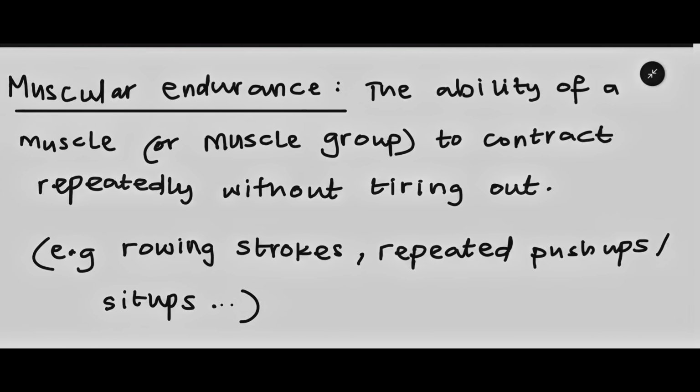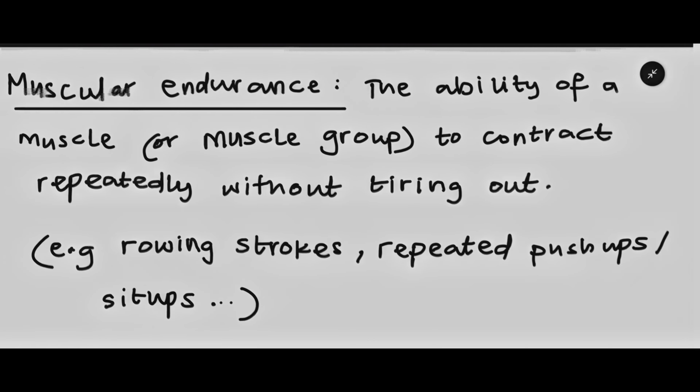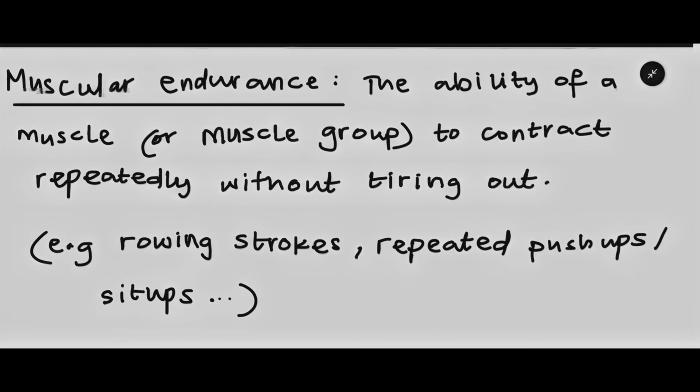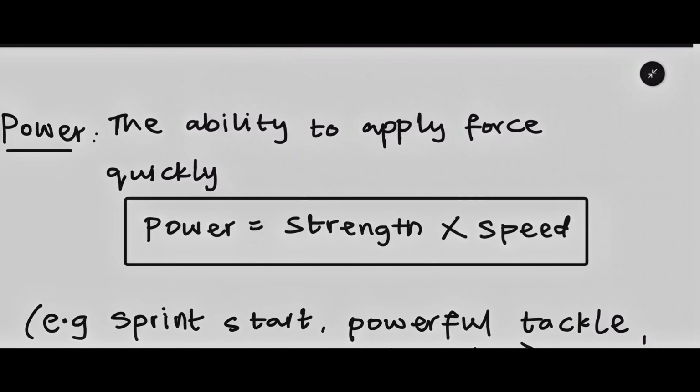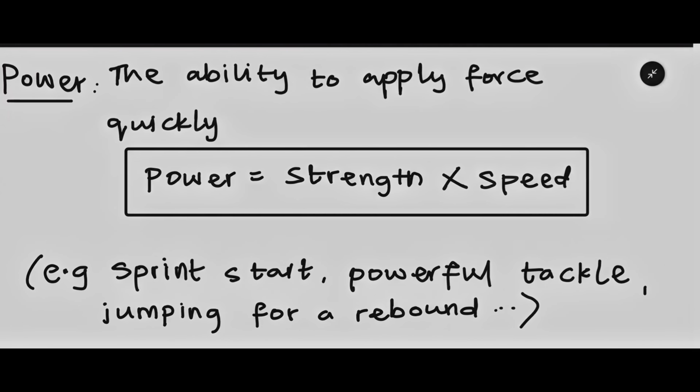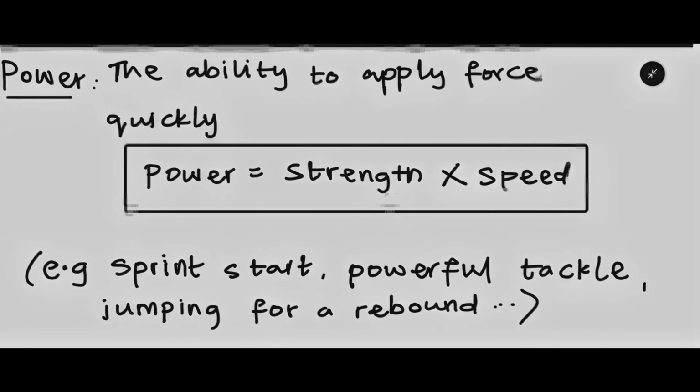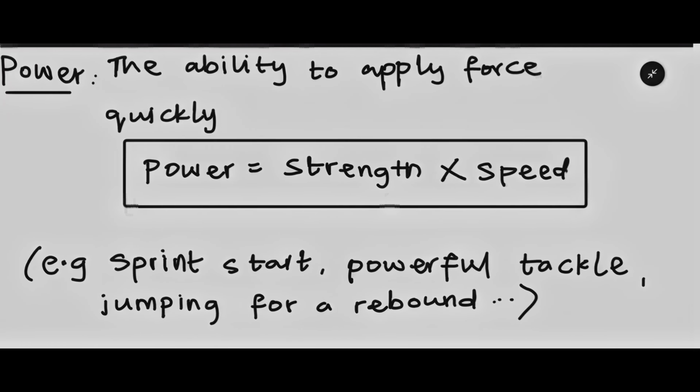Moving on to muscular endurance. Muscular endurance is the ability of a muscle or muscle group to contract repeatedly without tiring. For example, doing repeated push-ups or multiple rowing strokes or repeated jumps or holding a defensive position, things of that nature. Next, we move on to power, which is also known as explosive strength. Power, the equation is actually strength times speed, because power is the ability to apply force quickly. For example, when you are jumping for a rebound, or during a sprint start, or during a shot put, or when you're going in for a powerful tackle.